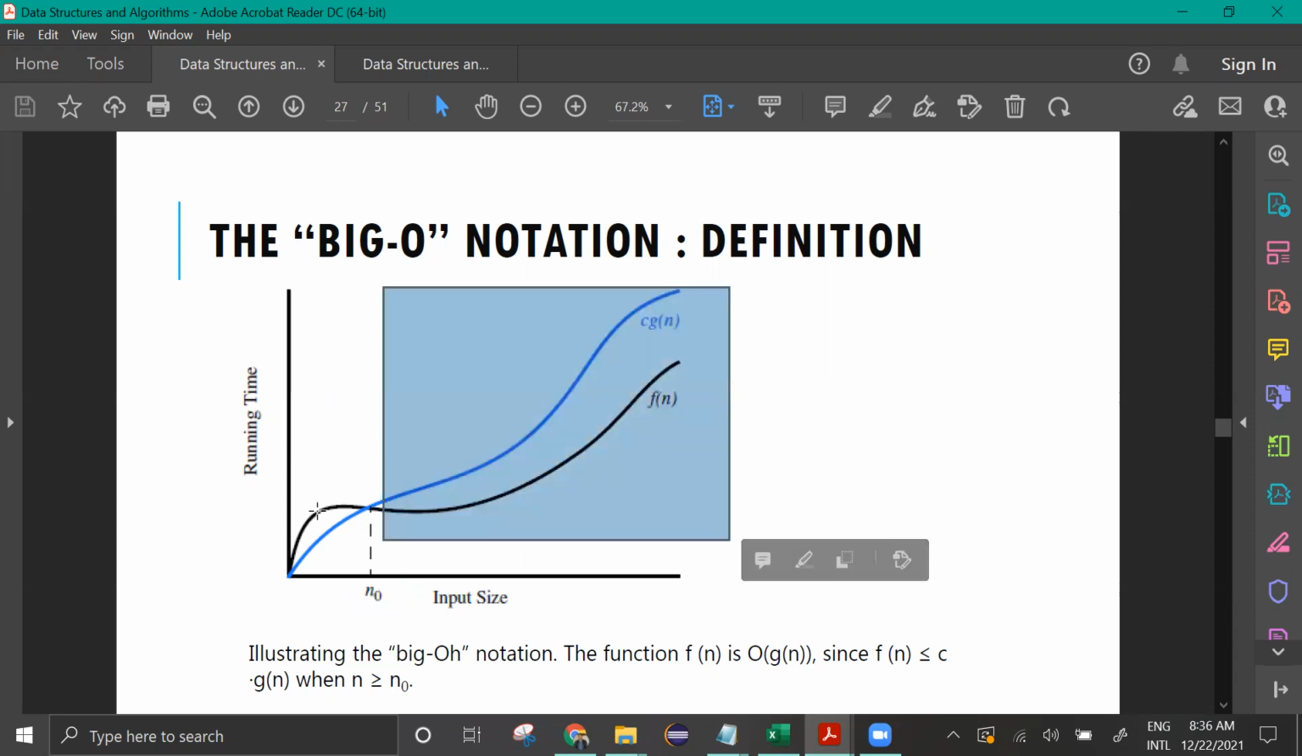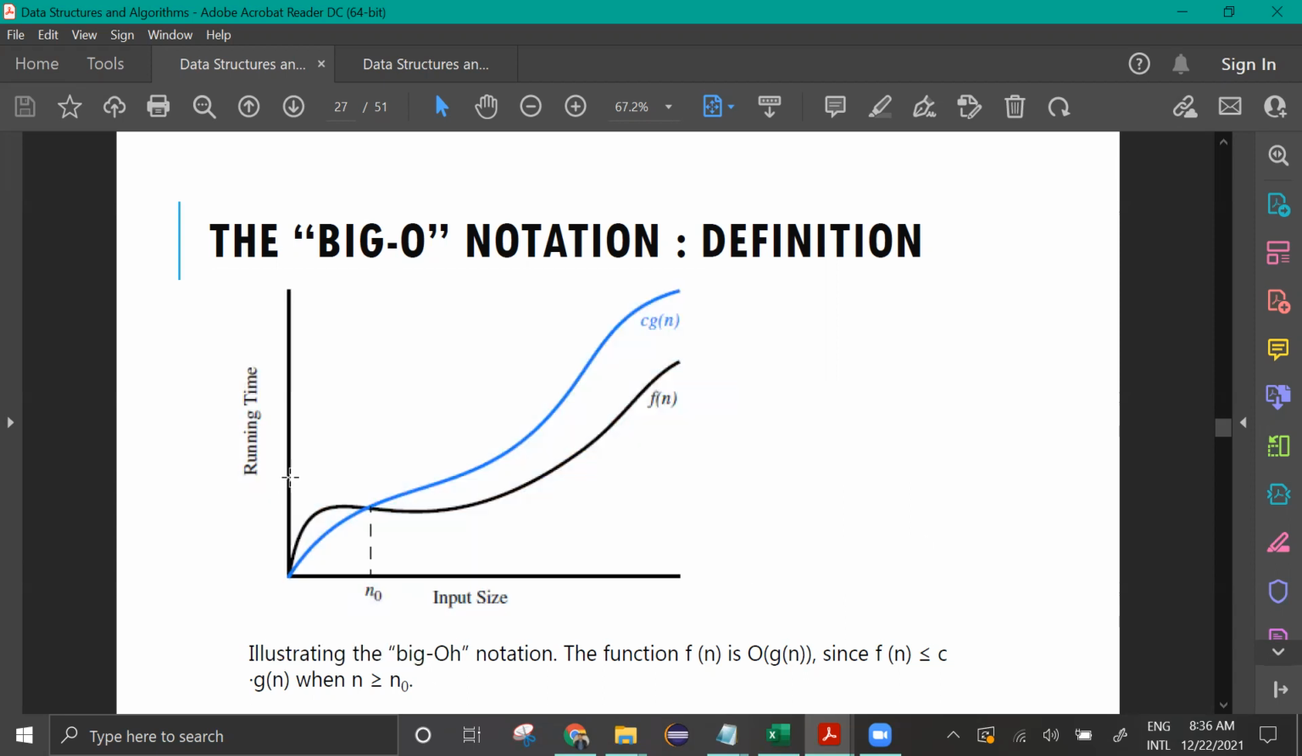So what about n less than n0? What about this area? That area we don't care. f(n) could be greater than C g(n) or less than C g(n), or it could be the same. We don't care. We only consider n0, which means that's where we start to check.